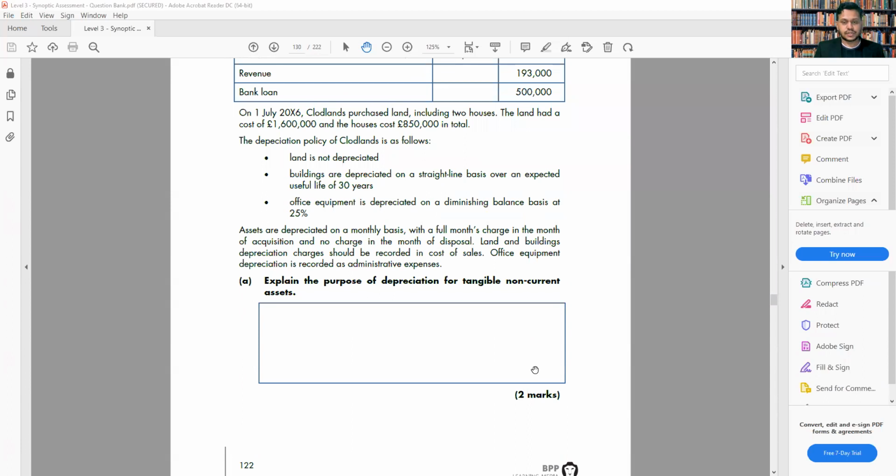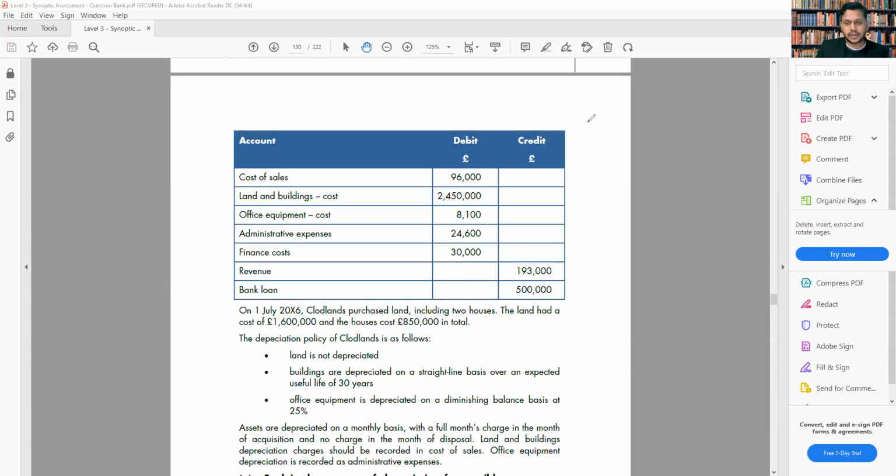So we can do it in the corner. It's going to be easy for us. So let's start with that. We know the format already, revenue or sales. Let's start with revenue or sales. So revenue is 193,000.